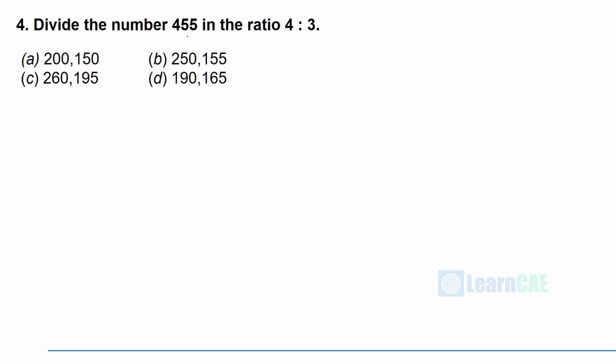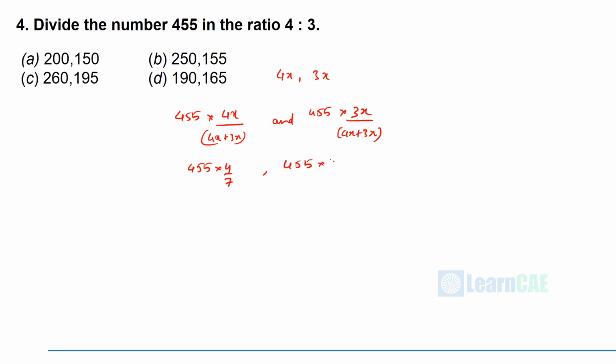Divide the number 455 in the ratio 4 is to 3. So, let the numbers be 4x and 3x. So, we have to divide this number. So, 455 can be divided into 4x divided by 4x plus 3x and 455 into 3x divided by 4x plus 3x. Okay, this will be 455 into 4 by 7 comma 455 into 3 by 7. So, this should be divisible by 7.